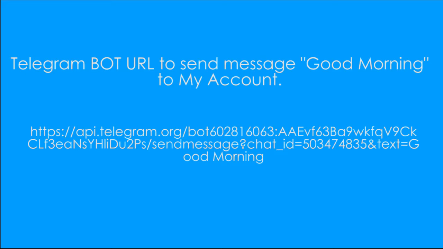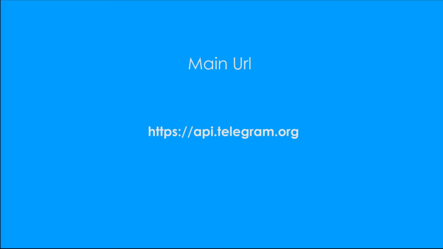We're going to break down a URL example that calls my Telegram bot to send the message "Good morning" to my account by passing the parameters "Good morning" and the chat ID number of my Telegram chat. We also authenticate the call by sending it my API key.